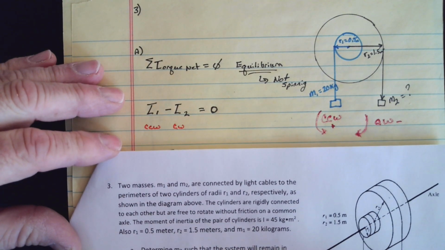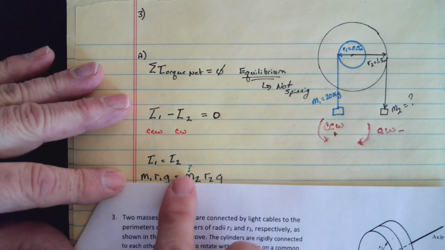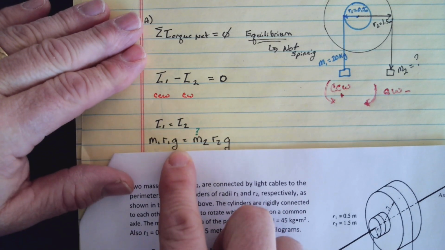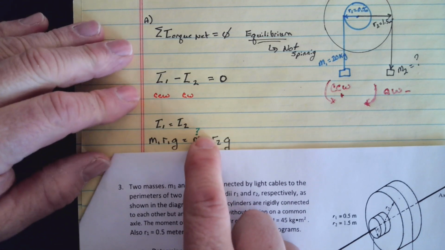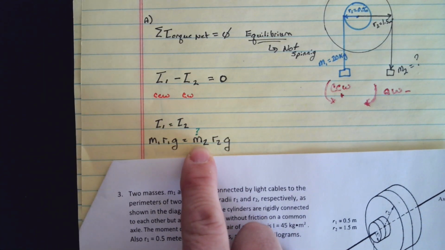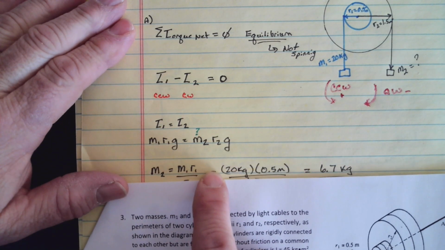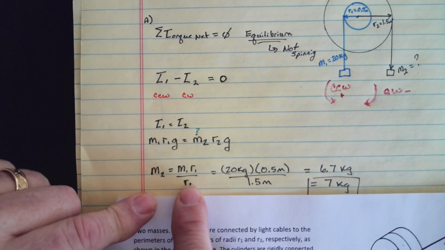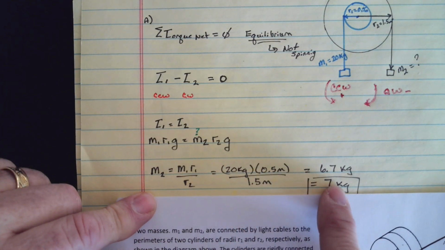I know torque is equal to the mass I have on it times the radius, and I want it to be a force, so I also have to take that mass times gravity. This is my unknown, my mass 2, that's what I'm looking for. I rewrite the equation, solving for mass 2. Now I can plug in my variables, and it's 7 kilograms.